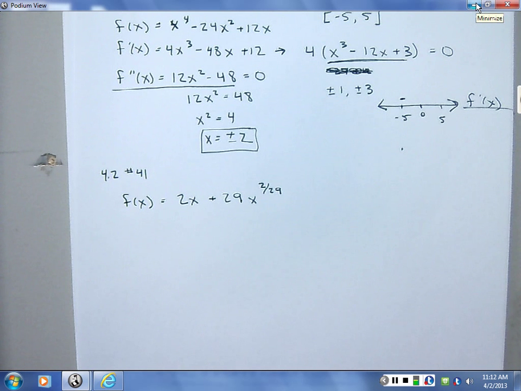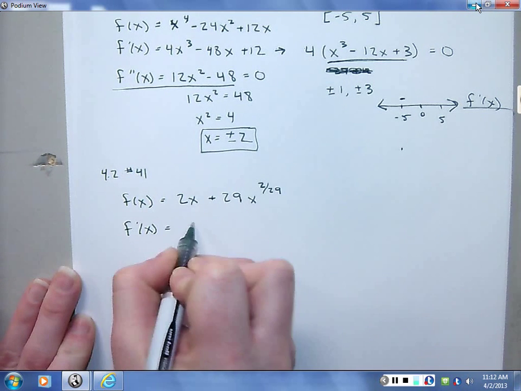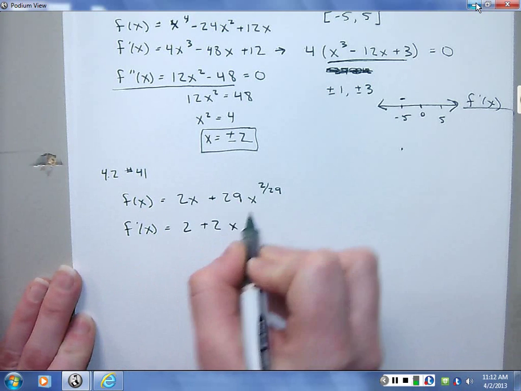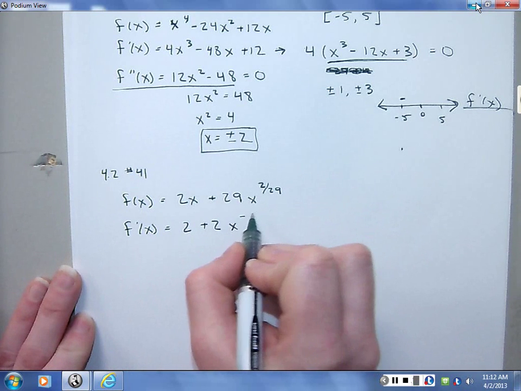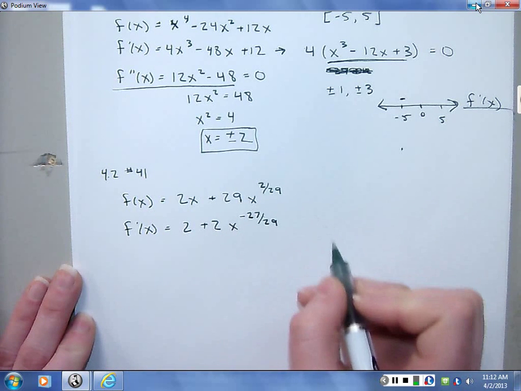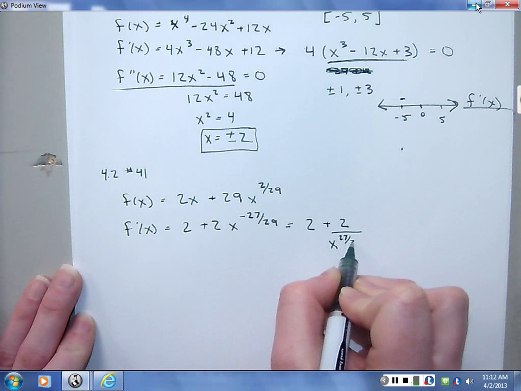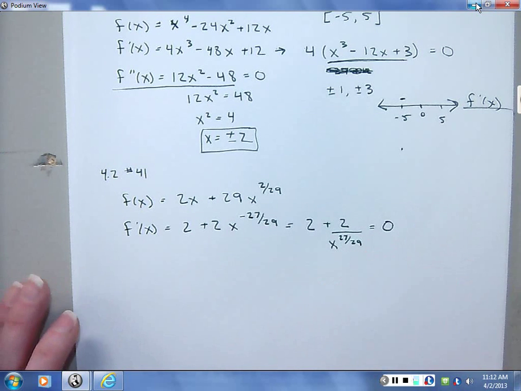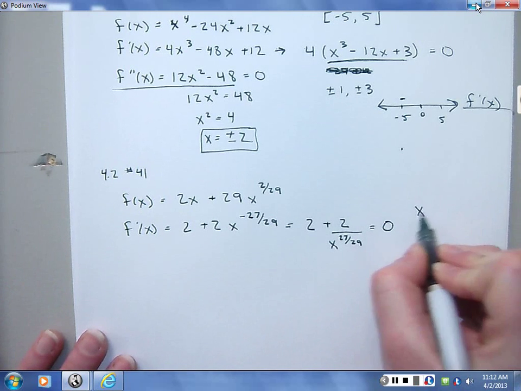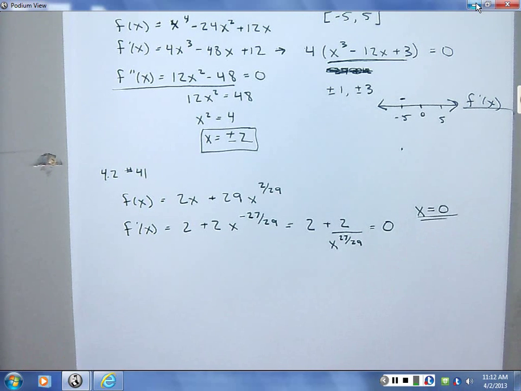I want to differentiate this and set it equal to 0 to find critical points. Critical points are points in the domain of the function where the derivative equals 0 or is undefined. Taking the derivative, I get 2 plus 2x to the minus 27 over 29. I could rewrite this as 2 plus 2 over x to the 27 over 29. I want to set that equal to 0. Automatically, what's a critical point where this is undefined? x cannot equal 0. If it equals 0, it's undefined.